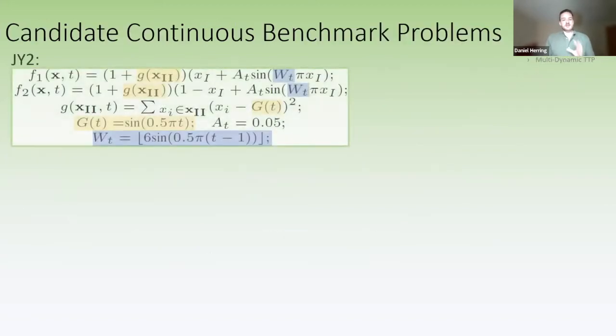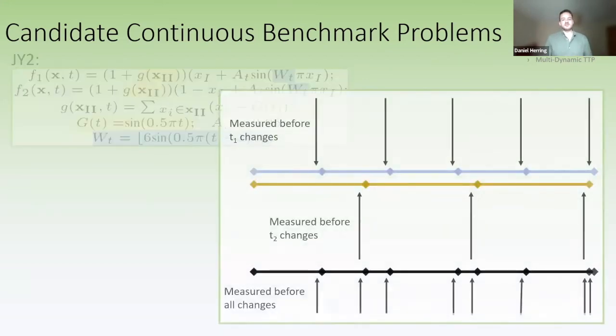Our first continuous benchmark problem candidate is the JY2 problem. Here we can separate two dependencies on time, one in the G function, which impacts the Pareto set, and one in the W function, which impacts the shape of the Pareto front. If we consider that these have different frequencies, there are two challenges presented to us now. The first I mentioned previously: the combination of different frequency values generates a large number of possible dynamic instances. The second one is how to report performance and take measurements when we try and solve these problems.